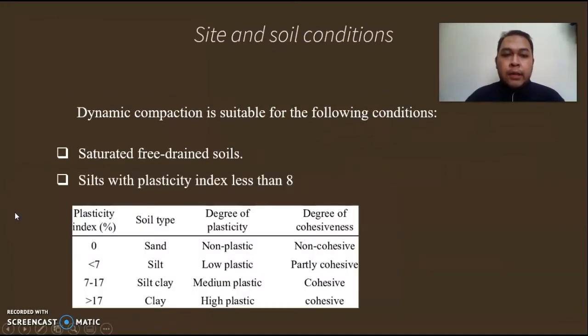Okay, the second one: dynamic compaction is suitable for saturated free-draining soil, and also soil with a plasticity index less than 8, which means the degree of plasticity is very low, and the soil is partly cohesive. The degree of cohesiveness is one of the important factors in soil consistency. It is the shear strength when the compressive stress is equal to 0.